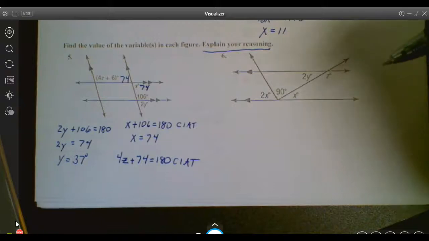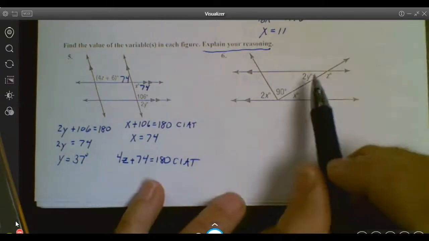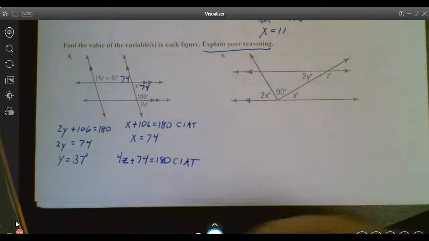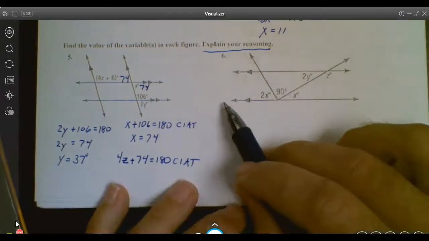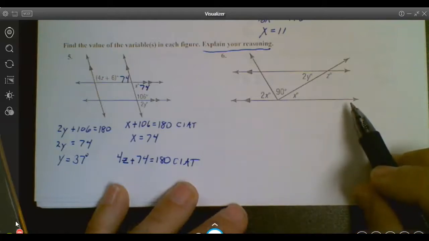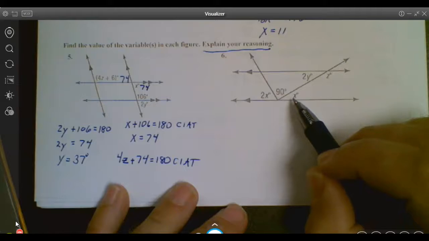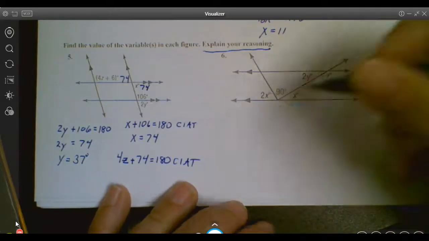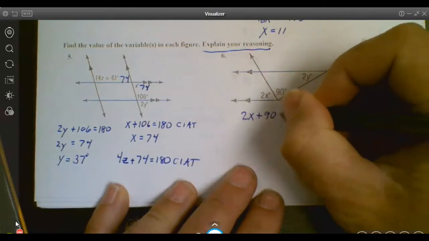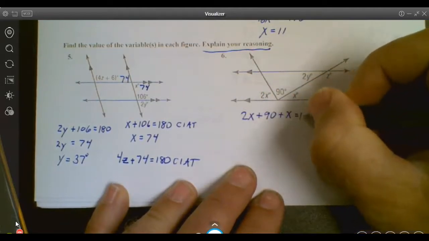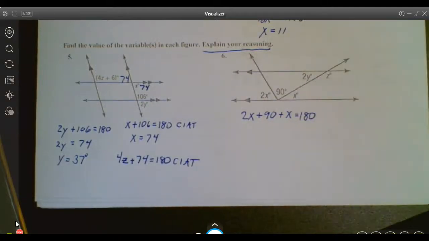So for this one, again, try to identify the relationships that we are familiar with. So for example, I got a linear pair. So that's one thing I could say. As I look at the bottom of this, I know that because this is a line, this plus this plus this must add to 180, right? And so one thing we could do on this is say that 2x plus 90 plus x adds to 180, right? Because all lines form 180 degrees.